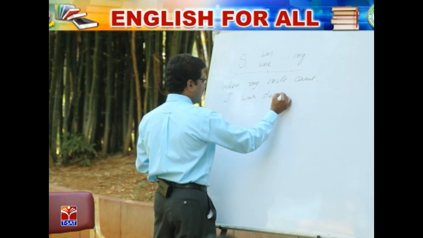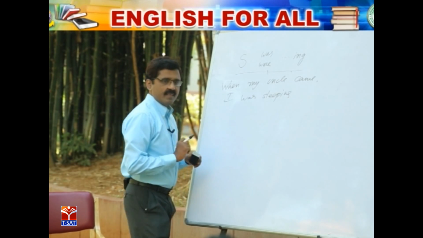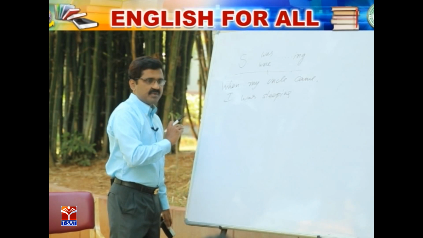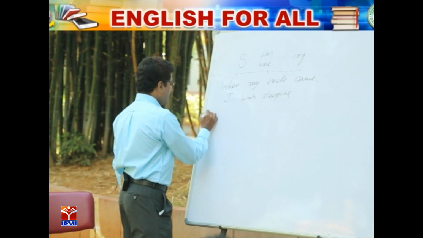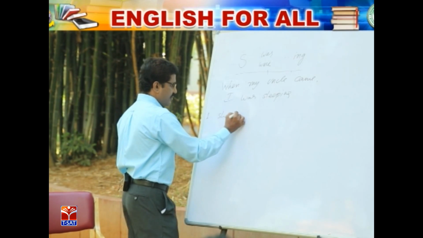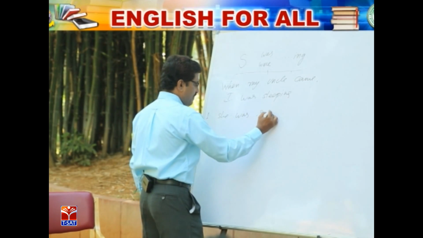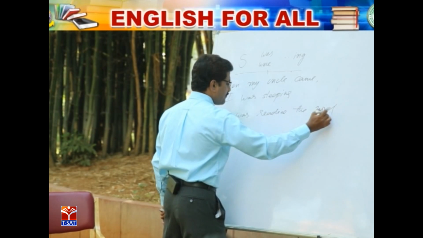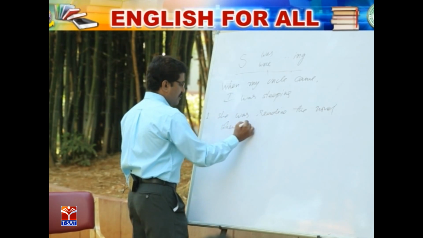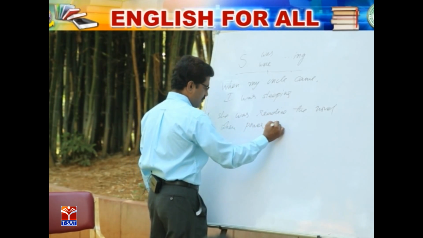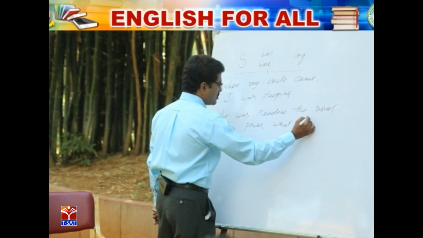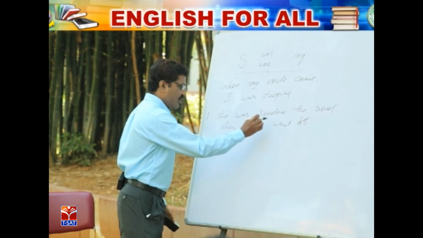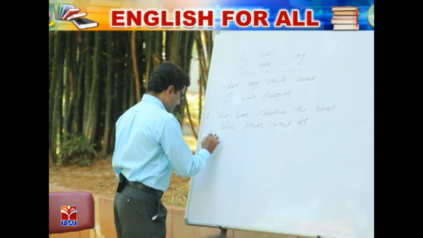So this is one of the common ways of using past continuous. Normally past continuous is used along with one simple past action. For example, she was reading the novel when power went off. So she was reading the novel when power went off.